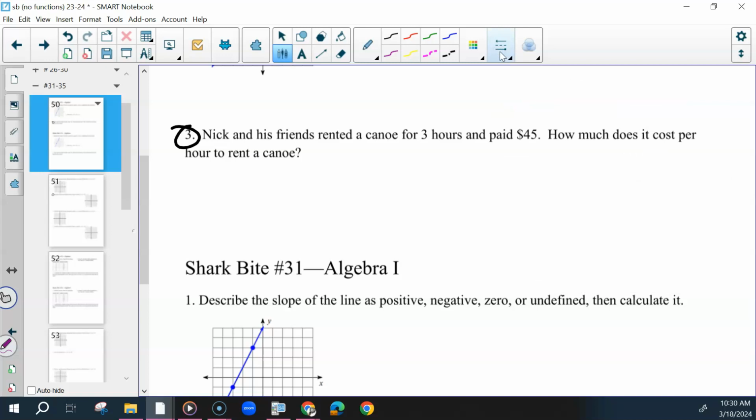Okay, in this problem, Nick and his friends rented a canoe for 3 hours and paid $45. How much does it cost per hour to rent? So, you know, 3 hours, he paid $45. We're looking for the cost per hour. They need some variable.